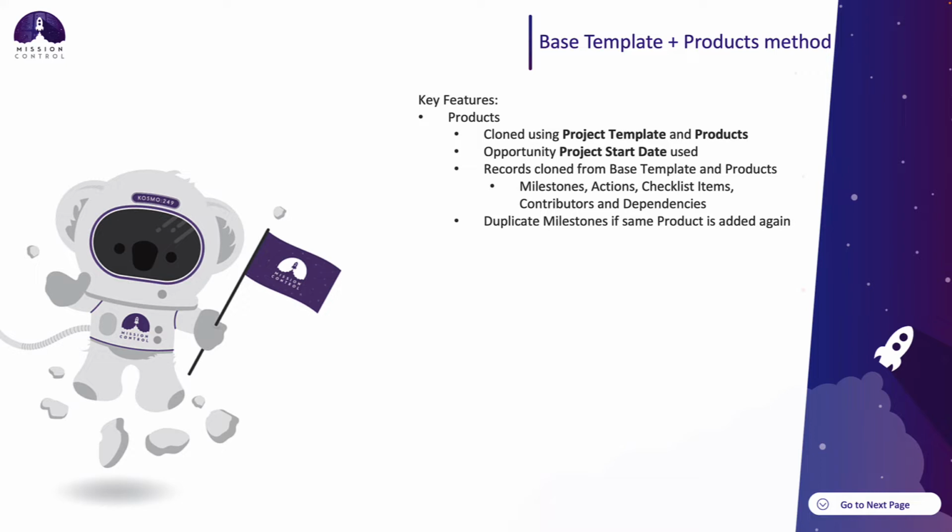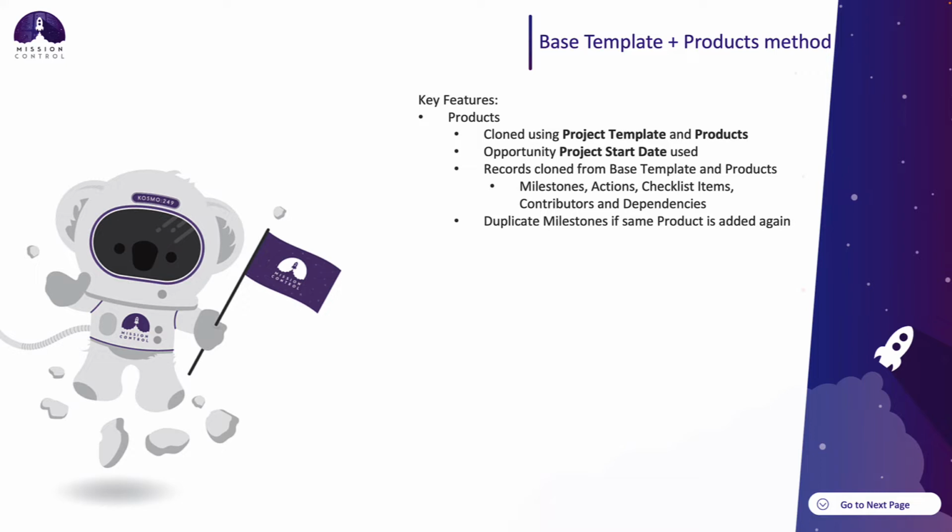This generation method lets you include standardized milestones on your project, as well as including additional milestones based on the product sold. For example, you may want to include standard milestones into every project plan, such as kickoff, go live, handover, but they're not included as products that will be added to the opportunity.